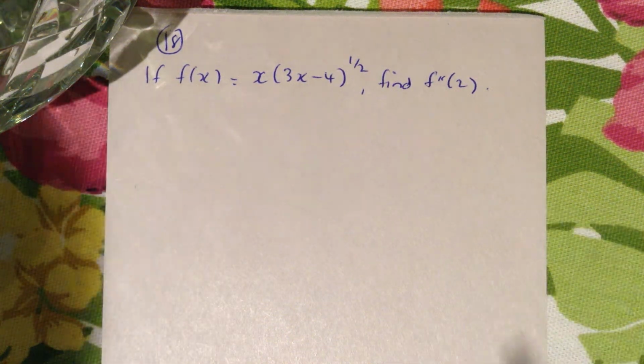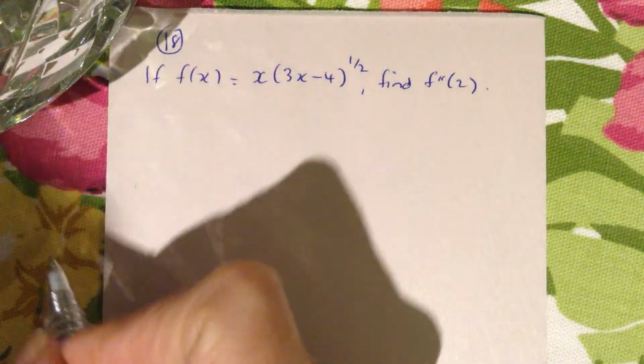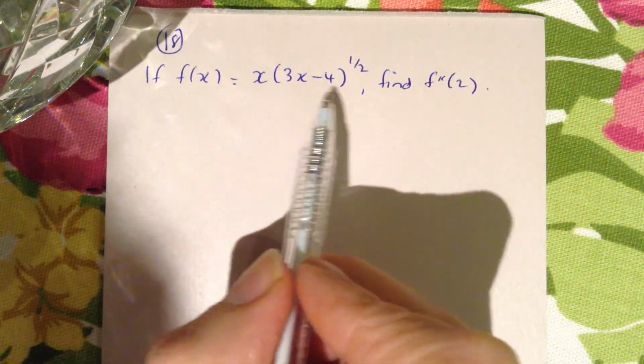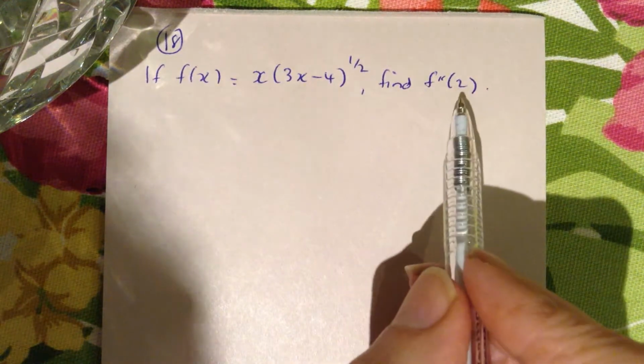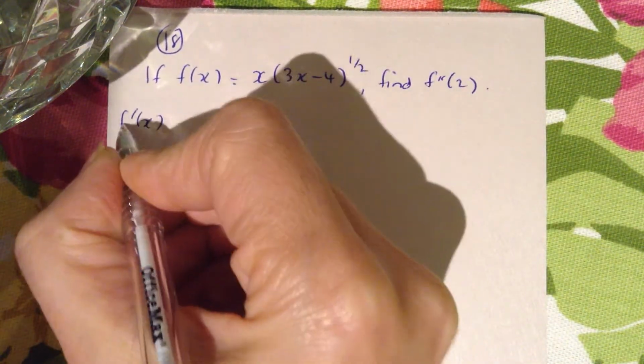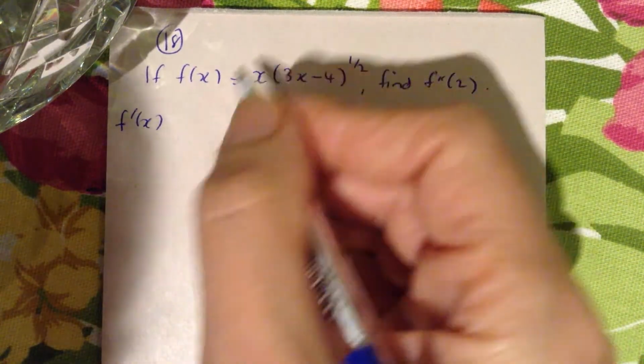Okay, this is question 18 from 2.3. It's asking, if f of x is equal to x times (3x minus 4) to the half, find f double dash of 2. Let's find the first derivative by using the product rule.